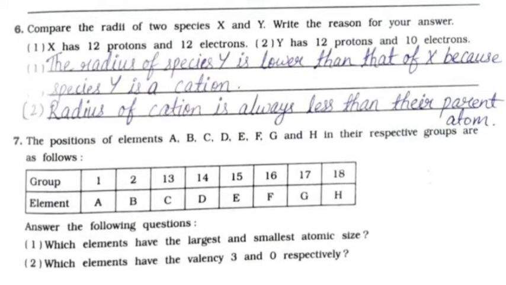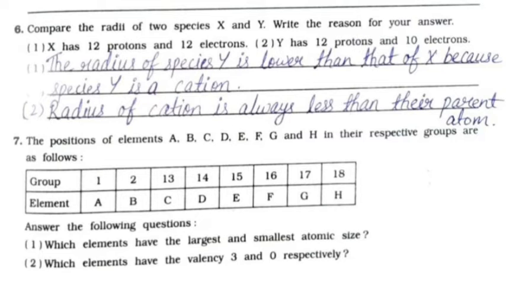Sixth one, compare the radii of two species X and Y. Write the reason for your answer. First, X has 12 protons and 12 electrons. Second, Y has 12 protons and 10 electrons. So the answer is, the radius of species Y is lower than that of X because species Y is a cation. And the radius of a cation is always less than its parent atom.